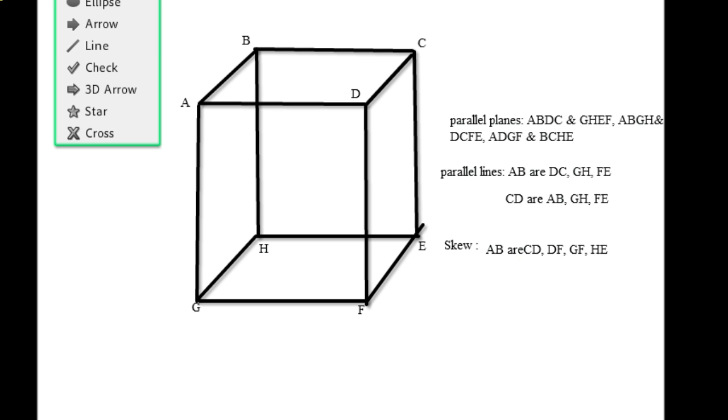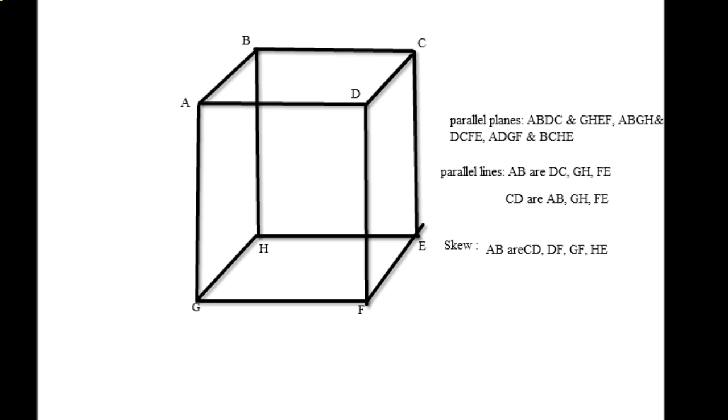So in other words, if I use some colors to highlight this, let's go red. So my original line is red. Skew with that would be lines that are neither parallel nor intersect. So 1, 2, 3, 4. I would not use DC because that is parallel with it. I would not use BH because even though that isn't parallel, that intersects AB.